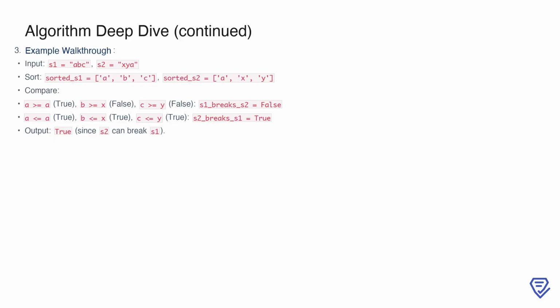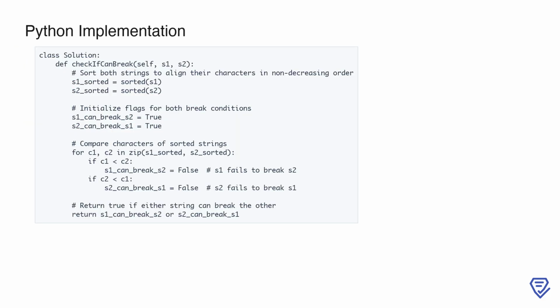This example illustrates how the algorithm systematically evaluates the strings step by step to reach the correct conclusion. This Python implementation solves LeetCode problem number 1468, check if a string can break another string. The task is to determine if one string can break the other as per the problem's definition.